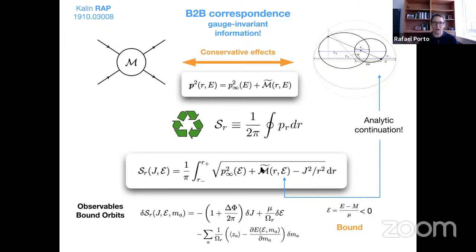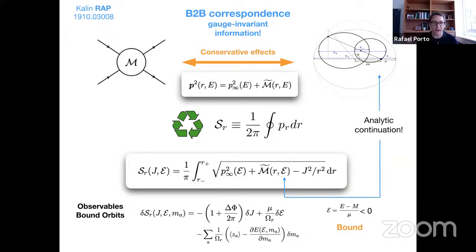However, you might pause for a second and ask yourself, well, that's great. We have the scattering amplitude related directly to all the observables through the radial action, but we don't measure the scattering amplitude. We measure the scattering angle, say. So what happens if I rewrite this radial action in terms of the actual observable, which could be, in the case of the conservative sector, the scattering angle?